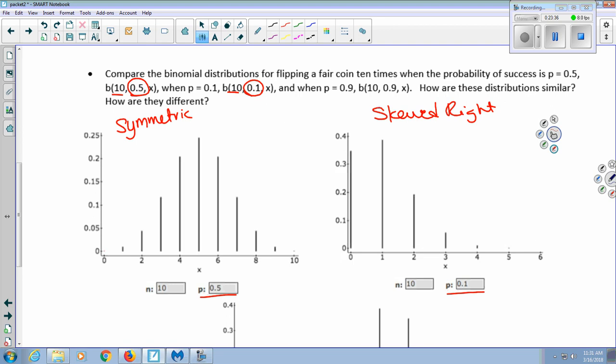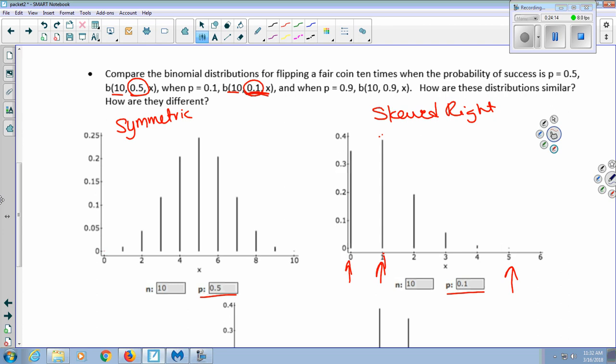They're different because the probability is so low for a success. It's only 0.1. We're more likely to see a lot of failures. The probability of getting 0 heads is pretty high. The probability of getting only one head is very high. The probability of seeing 5 heads is very low because the probability of getting a head is so low. So we're more likely to see failures here.